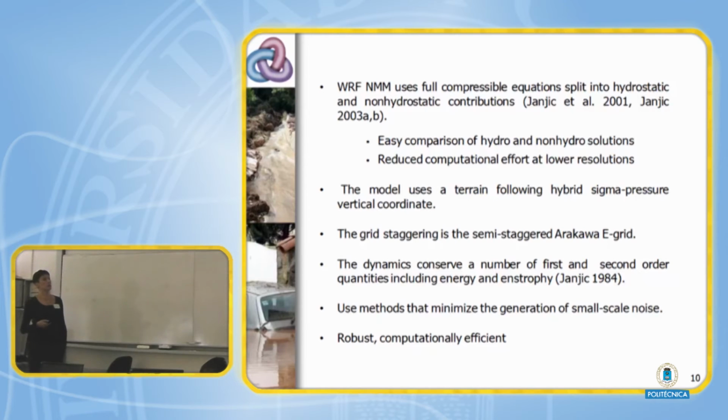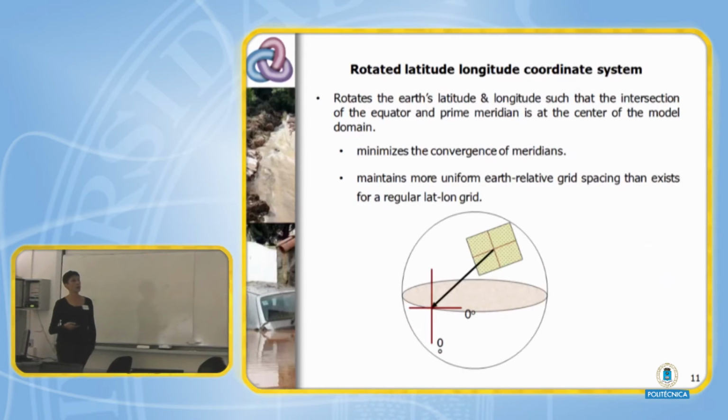The vertical coordinate in WRF NMM is hybrid sigma-pressure. Probably you already heard about that. The grid staggering is the semi-staggered Arakawa E-grid. What is very important is that the dynamics of that model conserve energy and entropy, which can cause very big numerical noise during the solving of equations. WRF NMM is also specific because it uses a rotated latitude-longitude coordinate system. The idea is very old, starting from the old ETA model from the 1970s.